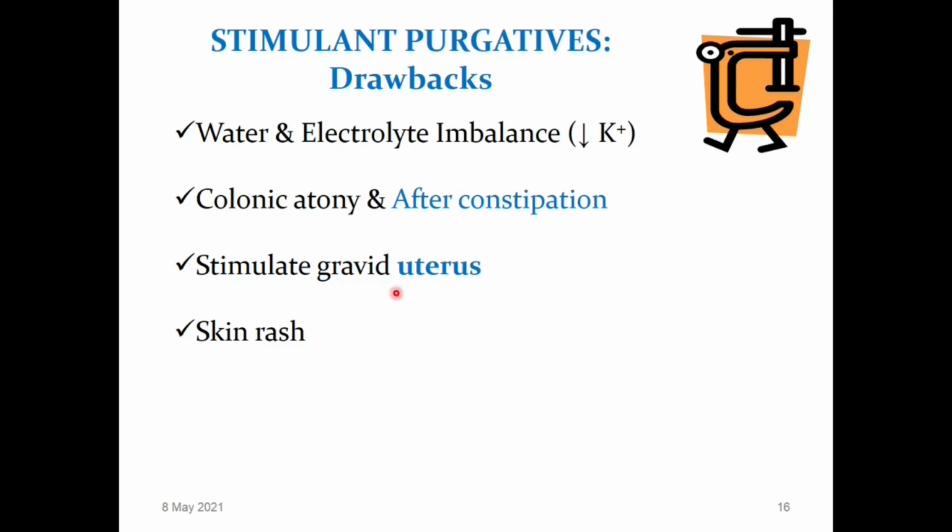It cannot be given in term pregnancy because it stimulates the gravid uterus. Obviously, because of the same nerve supply, both receive myenteric nerve plexus, and moreover, in case of a gravid uterus, our intestine, particularly the colon, and the uterus remain in very close proximity. So when one part is stimulated, it will obviously stimulate the other parts. And sometimes the patient may develop skin rash as an allergic phenomenon.